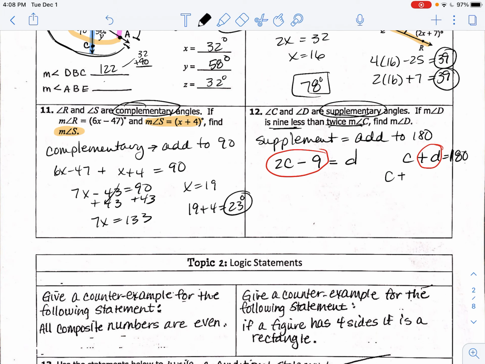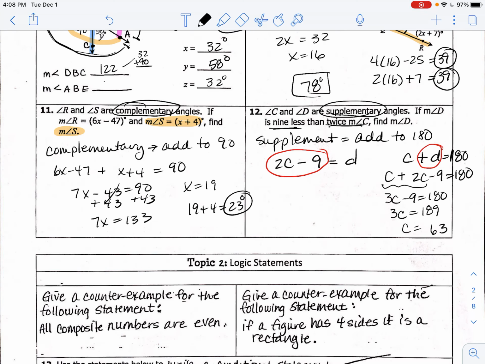And we do that so that we only have one variable. If you have more than one variable, you cannot solve the equation. All right, so this is going to make 3C minus 9 is equal to 180. Add 9, so 3C is 189. 189 divided by 3 is equal to 63. So C is equal to 63.